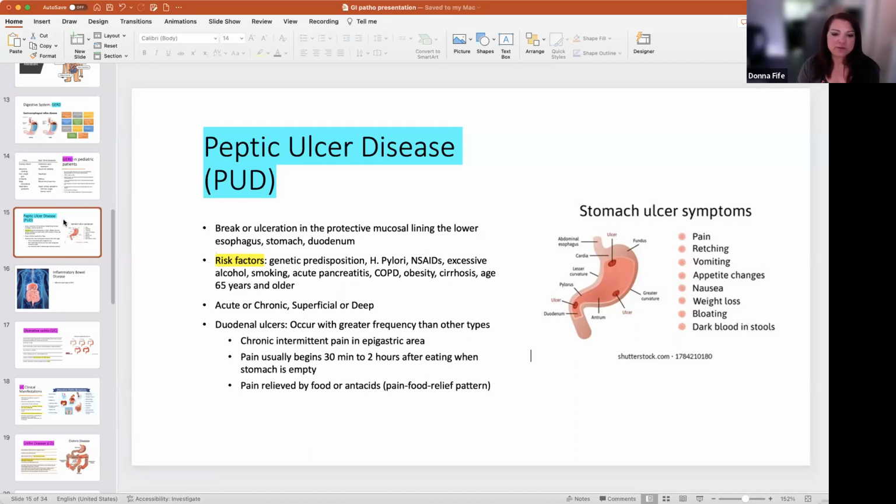Now, duodenal ulcers, these occur with the greatest frequency of the types. There's chronic intermittent pain in the epigastric area. This pain usually begins 30 minutes to 2 hours after eating when the stomach is empty. So the food goes through, the stomach is empty, and that's when the pain is usually occurring. Pain relieved by food or antacids. So there's that pattern of a patient having pain, then food or antacids can end up alleviating some of that pain, and then it goes into that cycle again: pain, food, and relief.